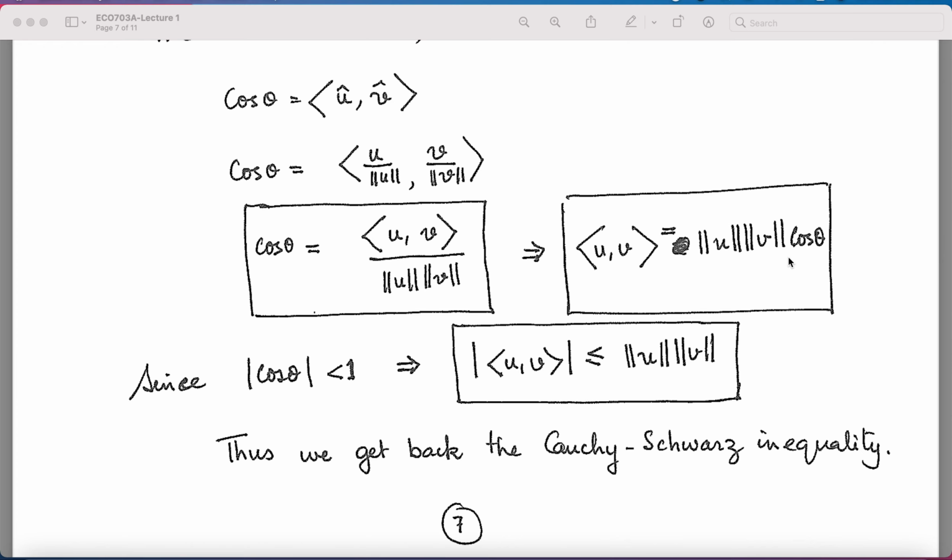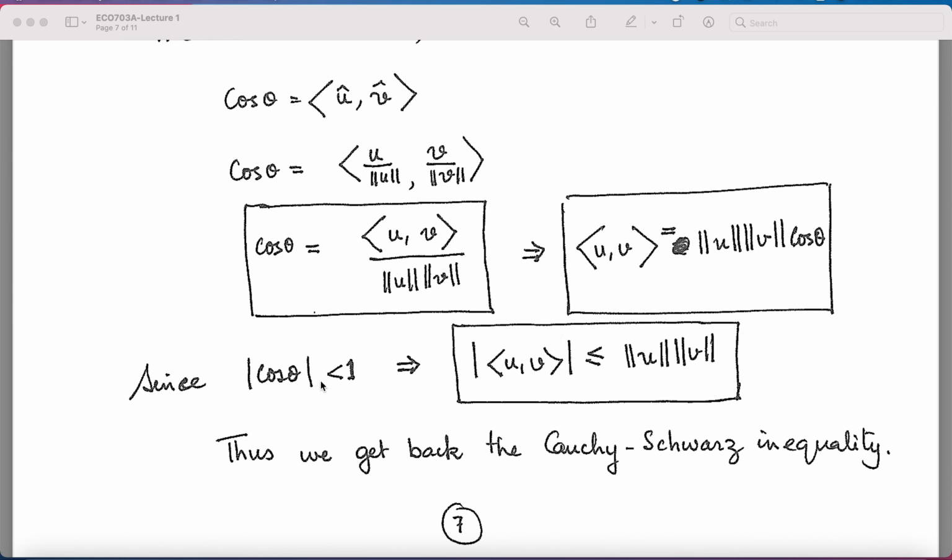So, since mod of cos theta is less than or equal to 1, I am very sorry, I seem to make a lot of typos, and I would request my students to forgive me, and please any viewer can just remind me of my typos.